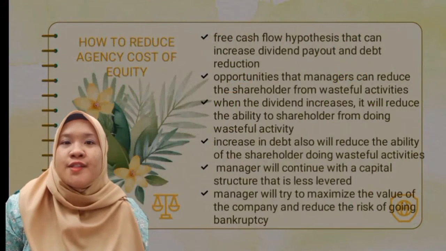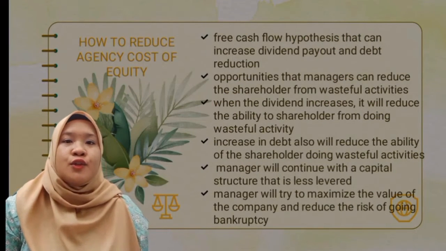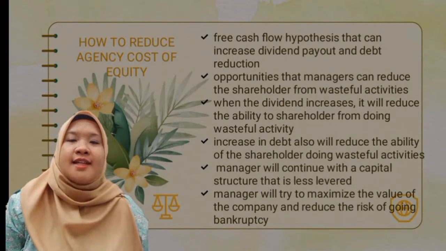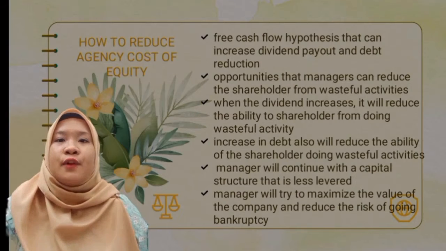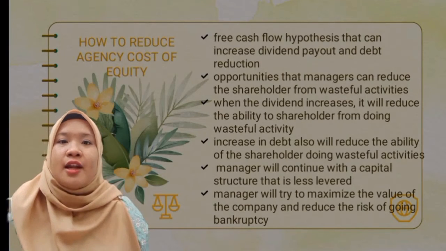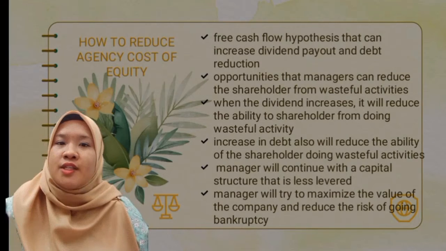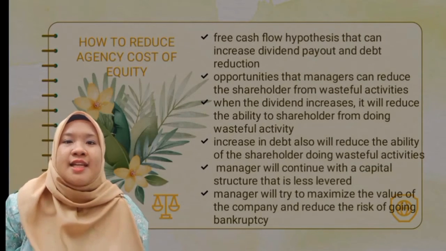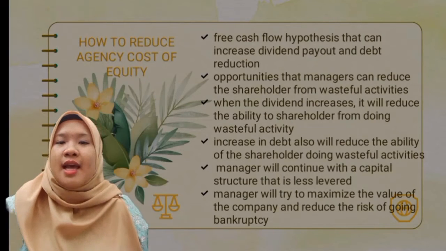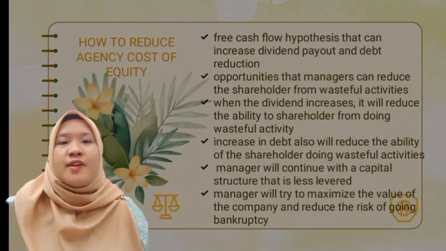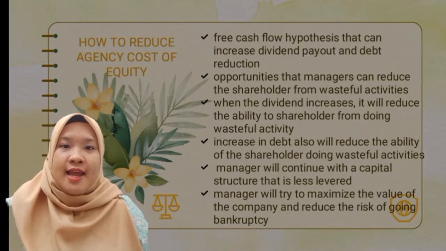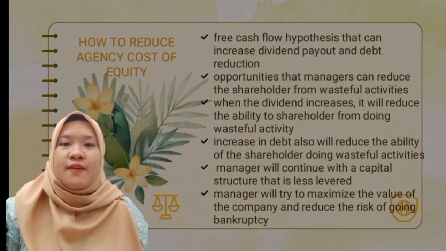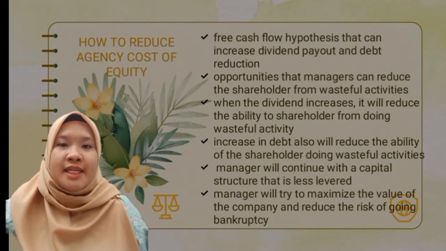Next, how to reduce the agency cost of equity is through the free cash flow hypothesis, which can increase dividend payout and debt reduction. Free cash flow is the one-off opportunity for managers to reduce the shareholders' wasteful activities. When the dividend to be paid is increased and the debt also increases, it will reduce the ability to do wasteful activities. Other than that, they can implement an incentive scheme that can give benefit and motivate staff to work best for the company.